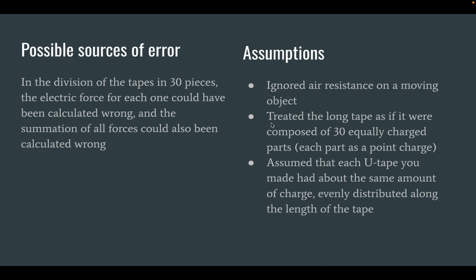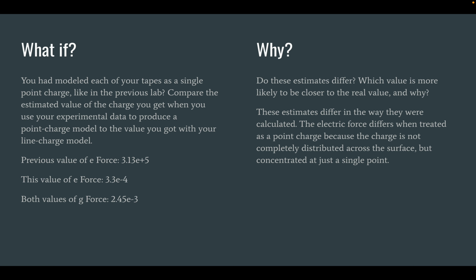Possible sources of error. In the division of the tapes into 30 pieces, the electric force for each one could have been calculated wrong, and the summation of all forces could also have been calculated wrong. Assumptions. Ignored air resistance on a moving object, treated the long tape as if it were composed of 30 equally charged parts, and each part was treated as a point charge, and assumed that each tape we made had about the same amount of charge, evenly distributed along the length of the tape.